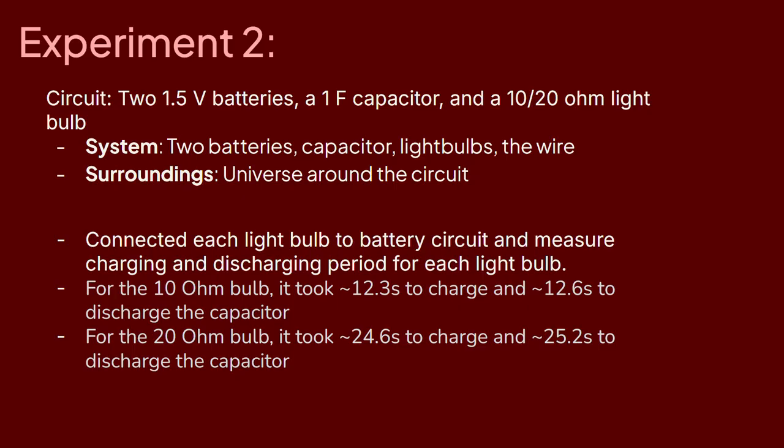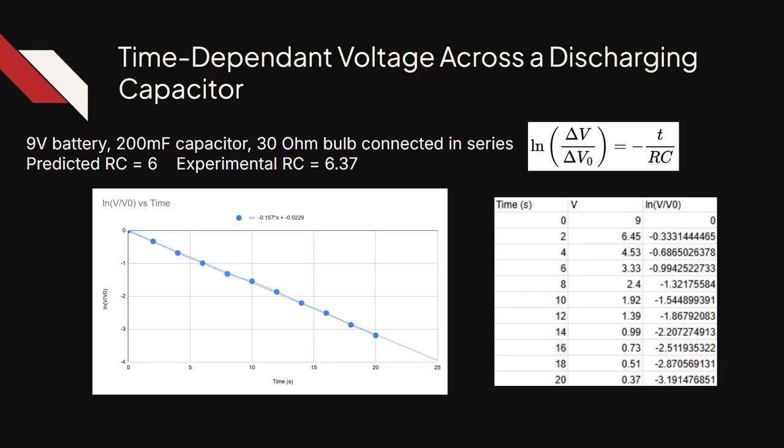So for experiment 2, we had a circuit with 2 1.5 volt batteries, a 1 Farad capacitor, and a 10 and 20 ohm light bulb. The system was 2 batteries, the capacitor, the light bulbs, and the wire. The surroundings would be the universe around the circuit. So we connect each light bulb to a battery circuit, and then we measure the charging and discharging period for each light bulb. So for the 10 ohm bulb, it took 12.3 seconds to charge and 12.6 seconds to discharge. For the 20 ohm bulb, it took 24 seconds to charge and 25.2 seconds to discharge the capacitor.